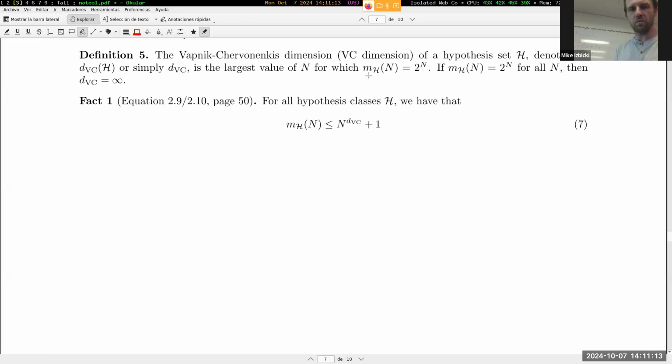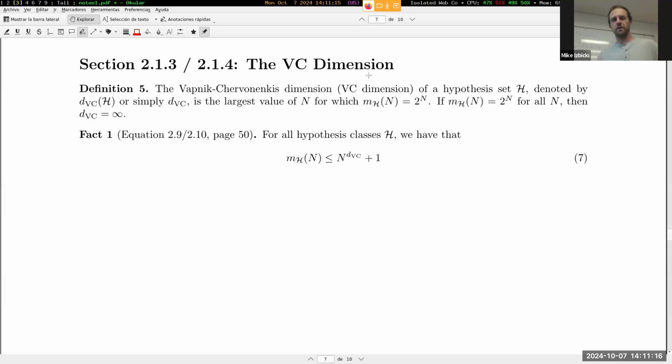So let me zoom in one more time too, to make things a little bit less fuzzy up there. The VC dimension here, the Vapnik-Chervonenkis dimension, of a hypothesis set H is denoted by dVC of H, or simply dVC. 99 times out of 100, you'll see it denoted just dVC by itself, and only with the parentheses if we have multiple hypothesis classes that we need to talk about at once. So dVC is the far more common notation. And it's the largest value of n for which mH of n is exponential like this.